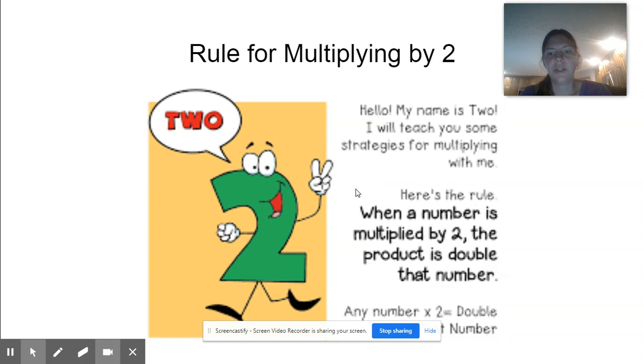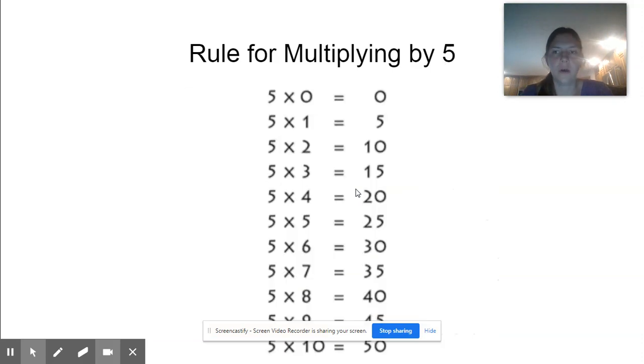Anytime you're multiplying by 2, you are doubling the number that you're multiplying by. So if you do 8 times 2, you are doubling 8. 8 plus 8 is 16. 3s and 4s, a lot of you should be pretty familiar with adding your 3s and adding your 4s. Your 5s, you're probably really good at adding too, because if you're adding 5s, your answer is always going to end in a 0 or a 5.